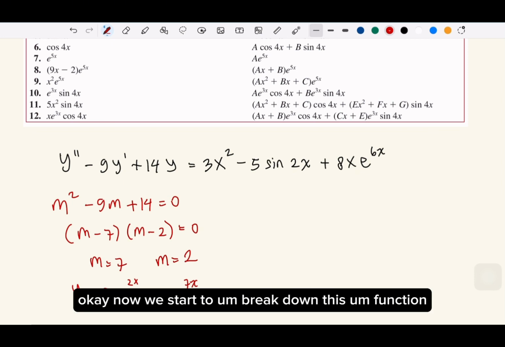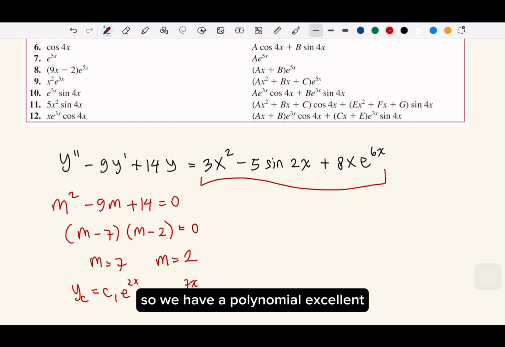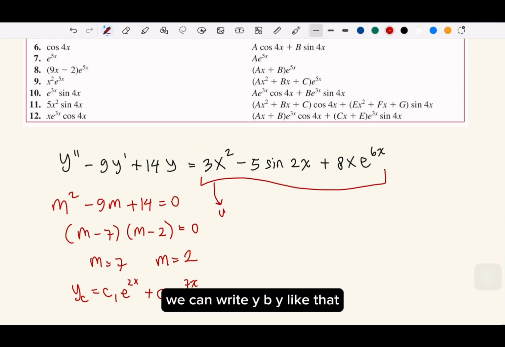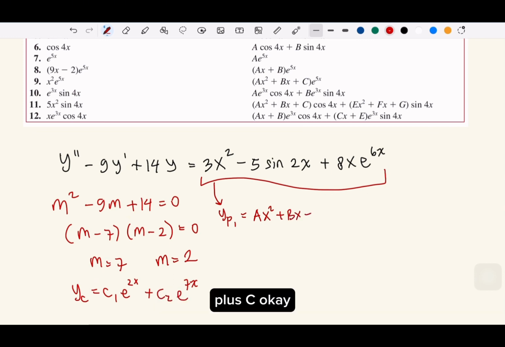Okay, now we start to break down this function. We have a polynomial, x squared, and we have trigonometry, and we have the exponential. So we have 3 different yp. Okay? The polynomial, we can write yp1 like that: ax squared plus bx plus c. Okay.